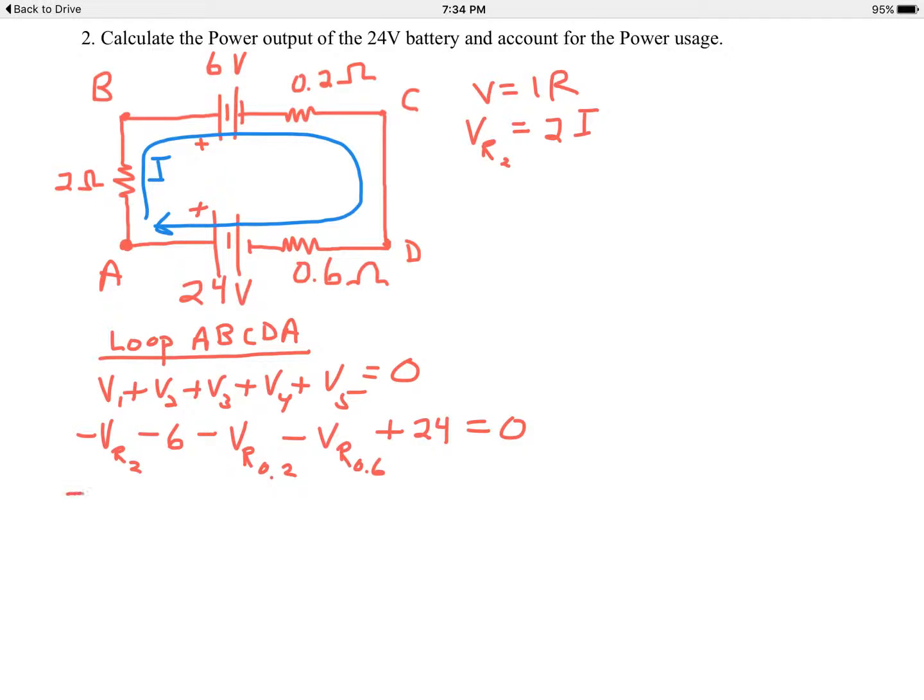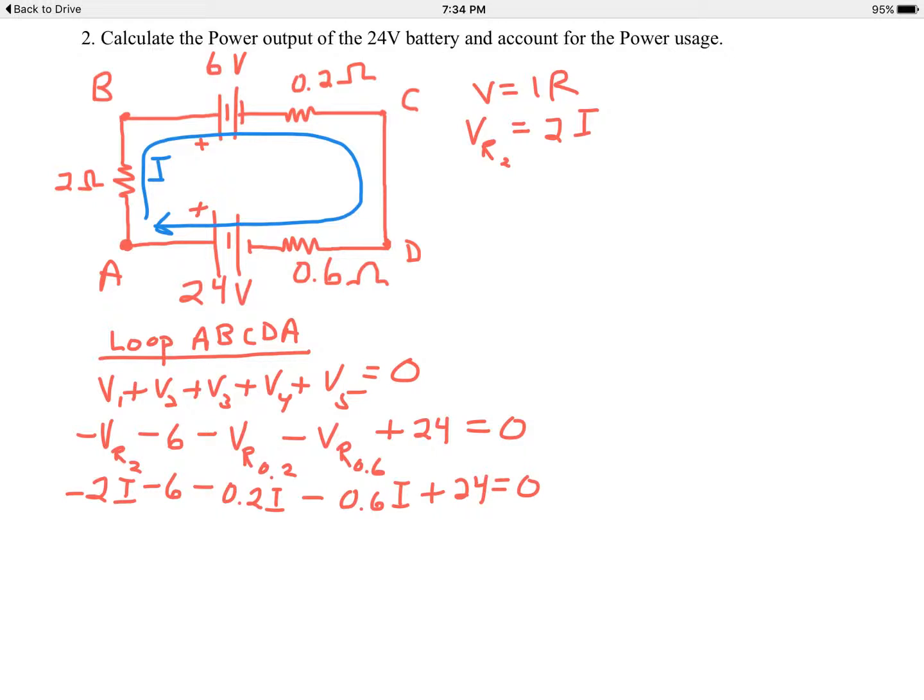In other words, I have negative 2I minus 6. And if I do the same thing for each of the other resistors, I multiply its resistance times its current. It gives me the voltage. So for the 0.2 ohm resistor, it's going to be minus 0.2I, same current, same I. I don't need to call it I sub 2 or I sub 3. It's the same current everywhere in the circuit. Minus, once again, the voltage for the 0.6 ohm resistor is its resistance 0.6 times I, plus 24 equals 0.